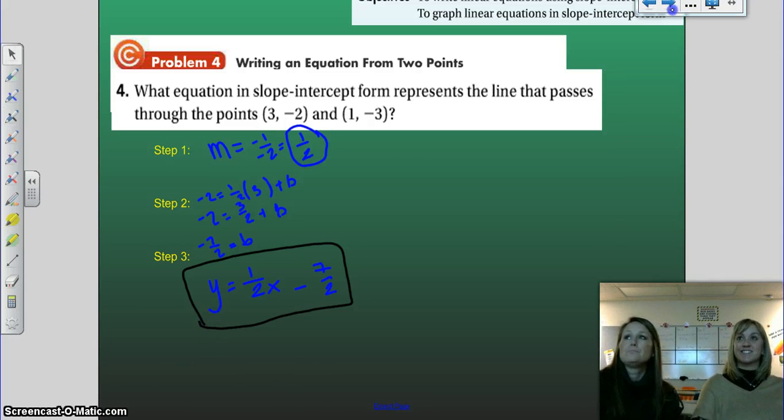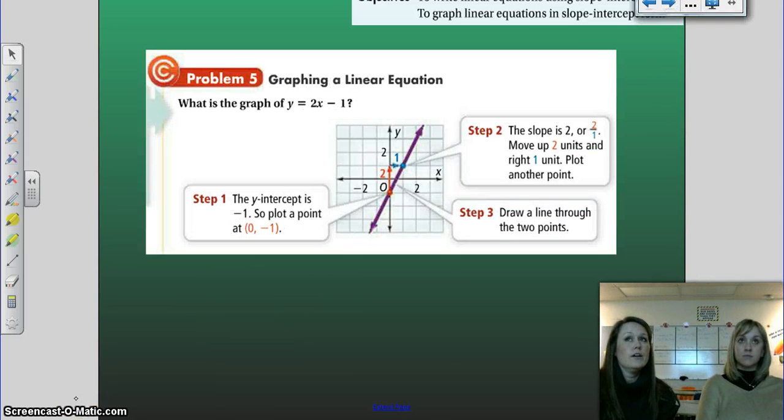There you go. Okay. So what is the graph of 2x minus 1? So again, here's how you do this. Start with your y-intercept. Plop it on your y-axis. Use your slope to put more dots on. Let's test it out.